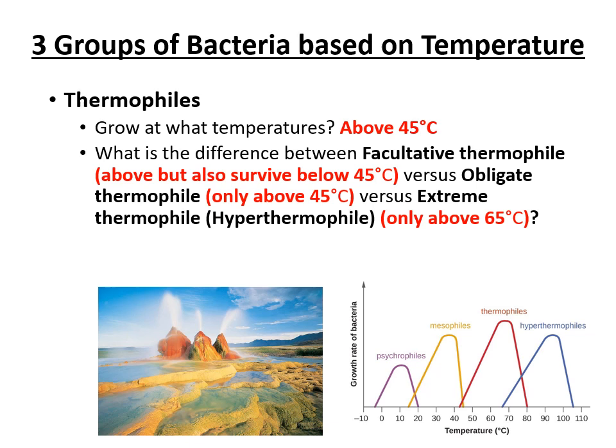They can survive that, but they can also survive below. So facultative, you'll see growing above and below 45 degrees Celsius, whereas obligate thermophiles will only grow above 45. You'll see them dead below that temperature, no growth.